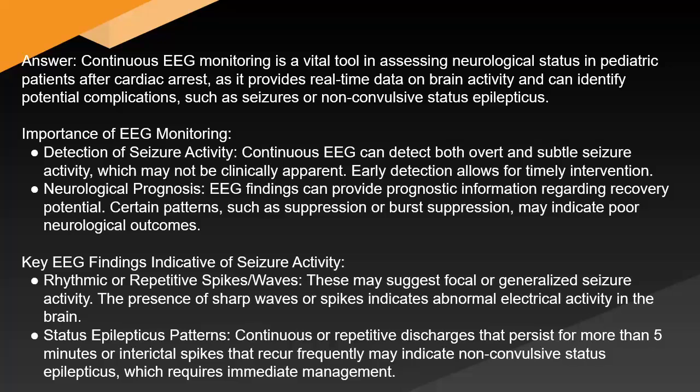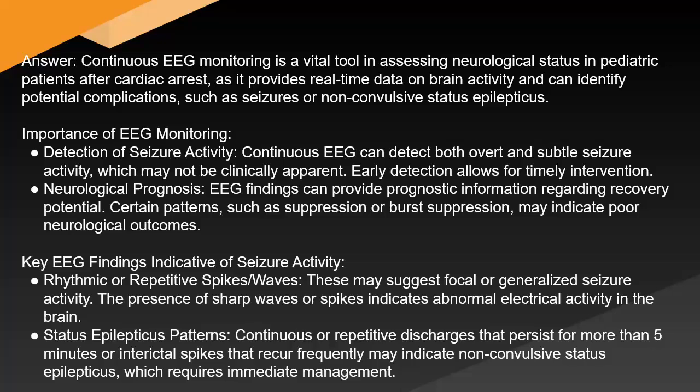Importance of EEG monitoring. Detection of seizure activity: continuous EEG can detect both overt and subtle seizure activity, which may not be clinically apparent. Early detection allows for timely intervention. Neurological prognosis: EEG findings can provide prognostic information regarding recovery potential. Certain patterns, such as suppression or burst suppression, may indicate poor neurological outcomes.